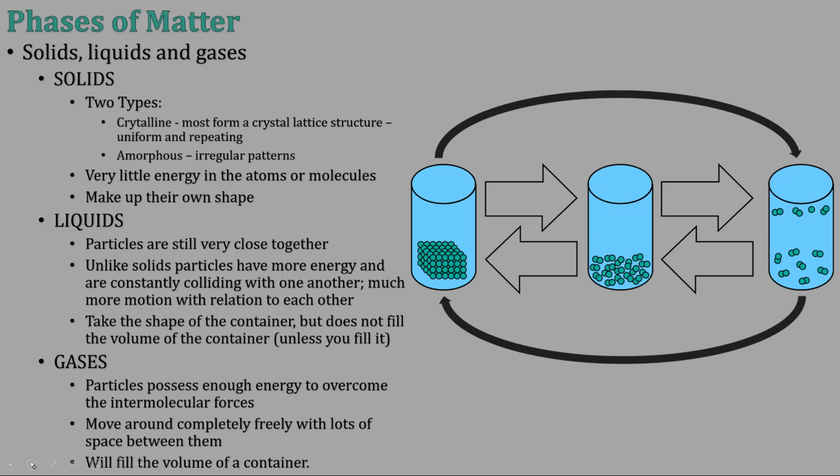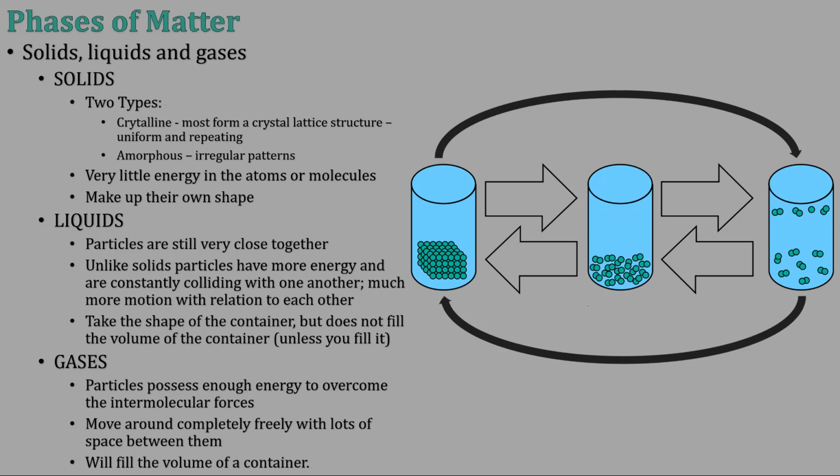Liquids are particles that are still very close together. They're much closer than the way they show them to you in grade school. They're actually almost as close together as solids, but unlike solids, they have more energy. And so they're constantly colliding with one another and rolling over each other. So they're in a lot more motion, and they take the shape of the container, but it doesn't fill it. The molecules or the particles won't expand to the shape of the container. They just take the shape of the container, like the bottom shape. So the second picture here is a liquid.